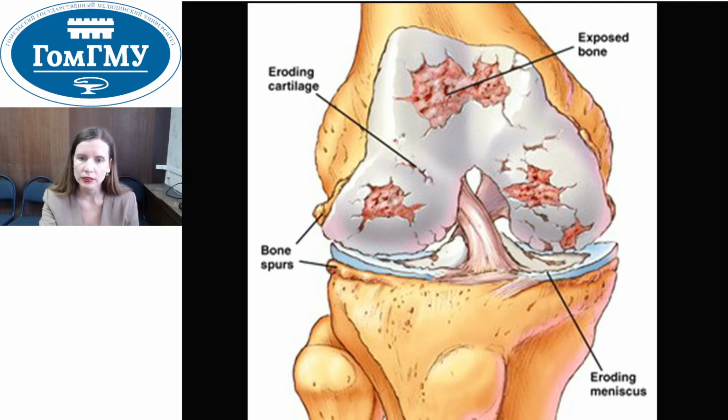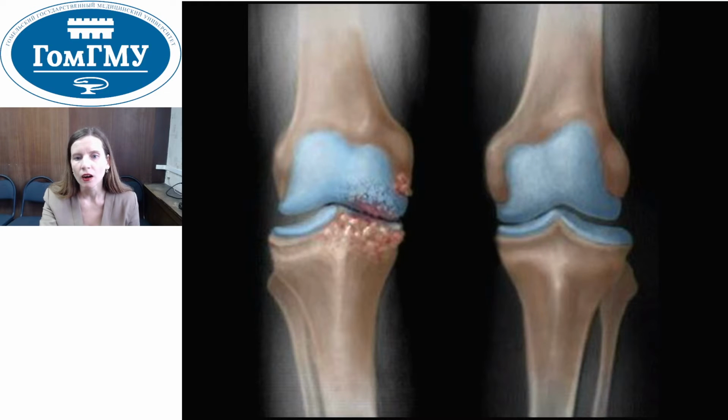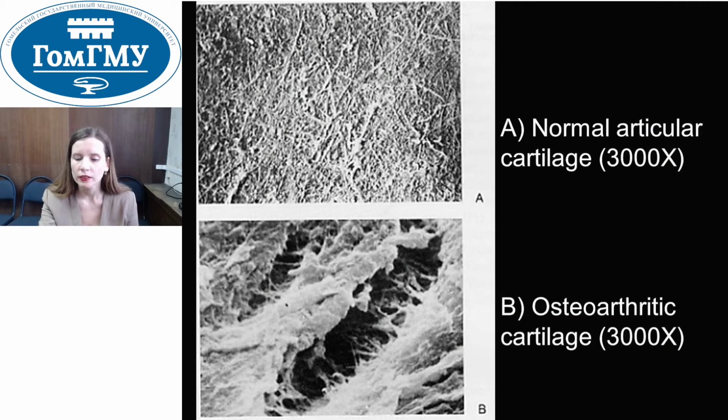Here is also a scheme of changes in case of osteoarthritis. Also very interesting pictures about this: in the right part, normal tissue, in the left part, joints with osteoarthritis. Here microscopy: normal articular cartilage with organized structure at the top, and at the bottom osteoarthritis with damage of cartilage and disorganization of connective tissue.